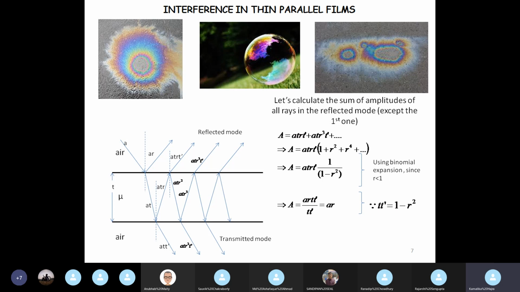Why are we doing this? What conclusion do I come to? I see that the sum of all the reflected rays in the reflection mode together is equal to the amplitude of the first reflected ray. Okay? The first reflected ray has an amplitude which is almost equal to the amplitudes of all the rest of the reflected rays taken together.